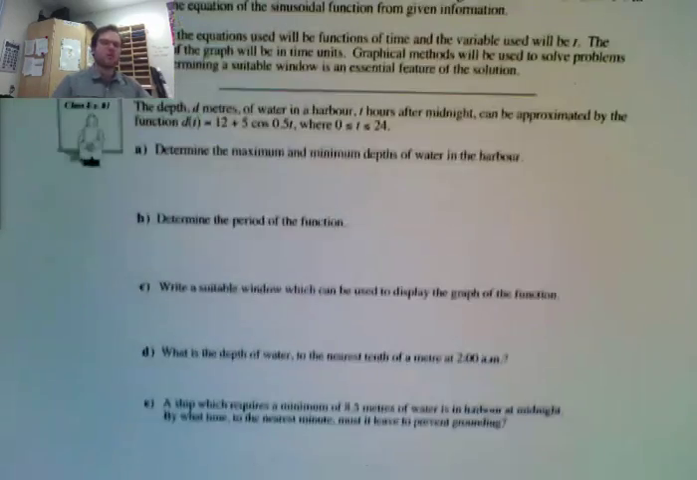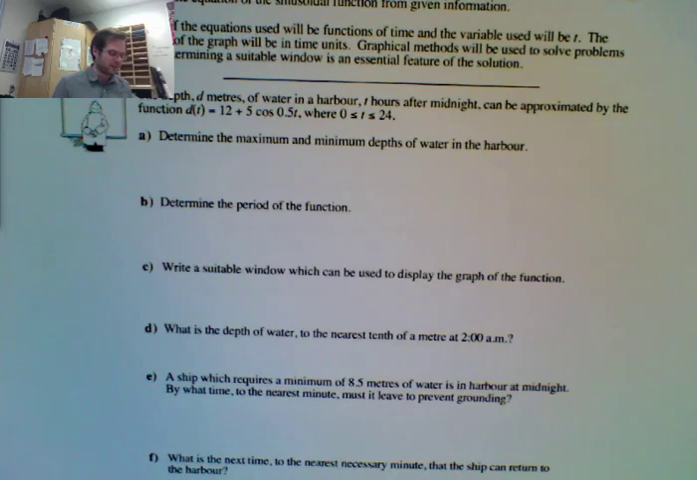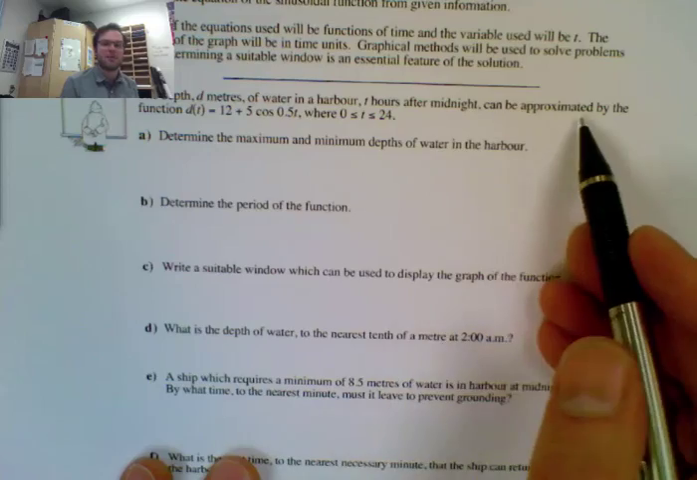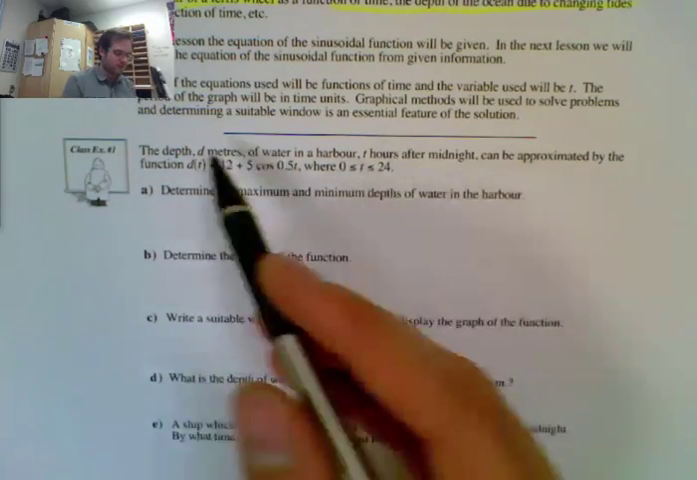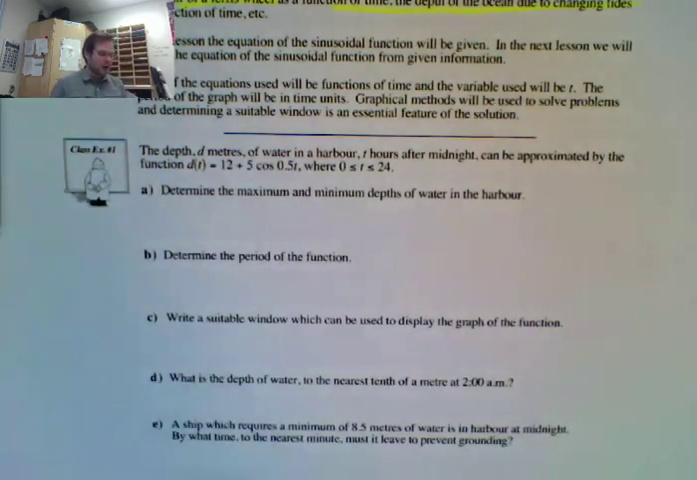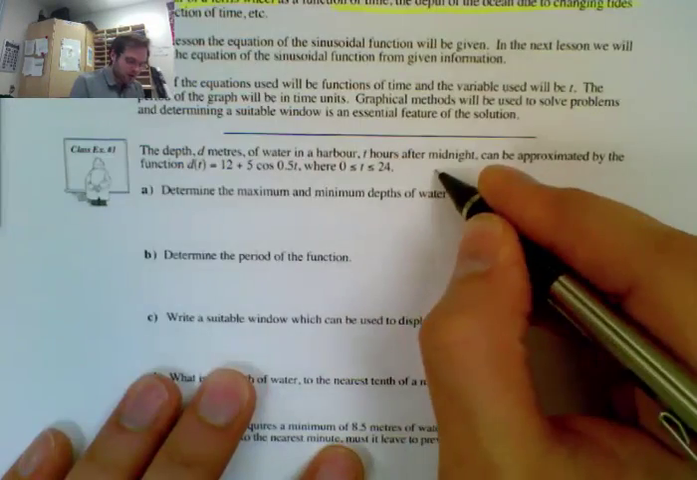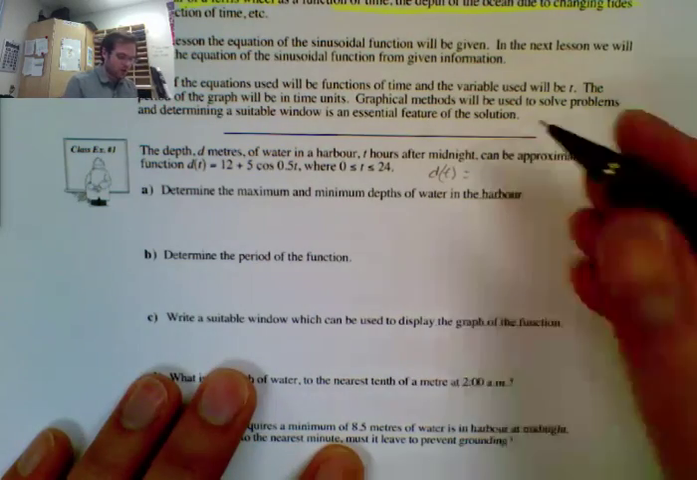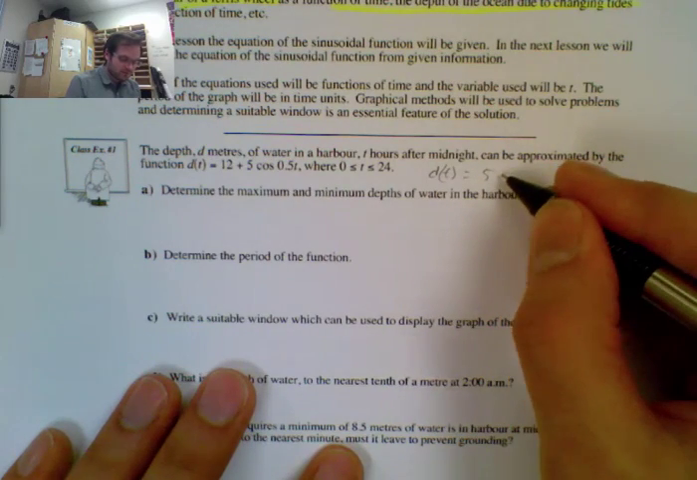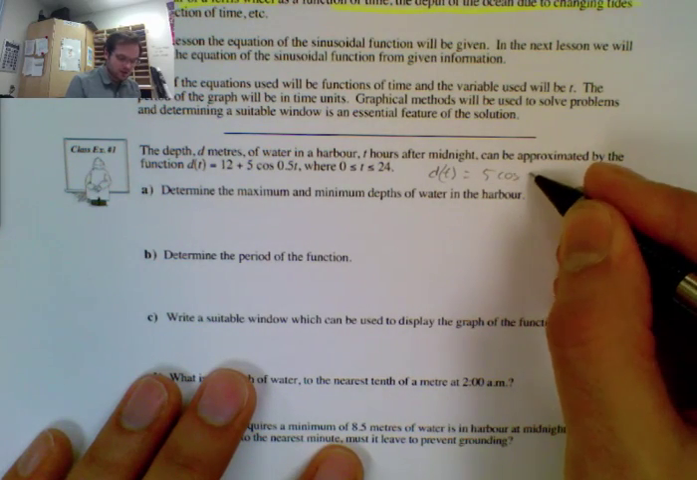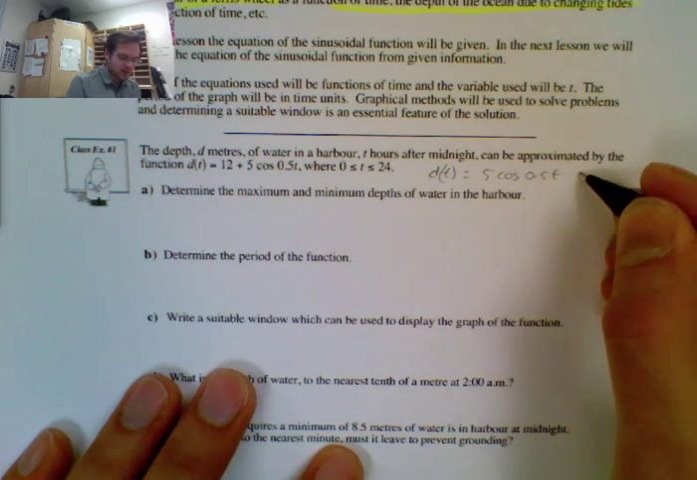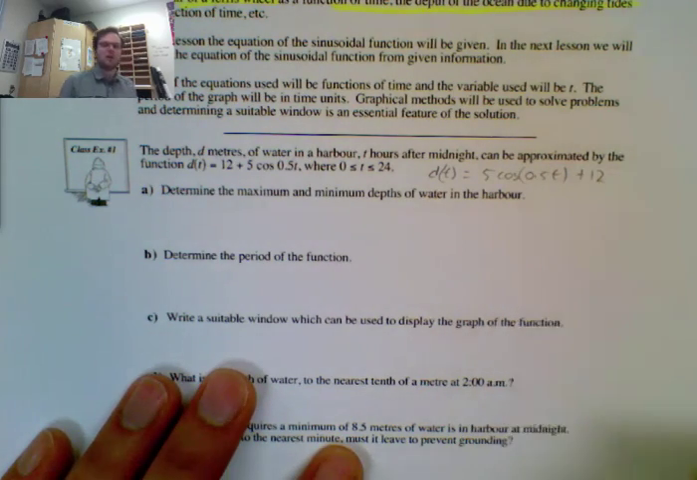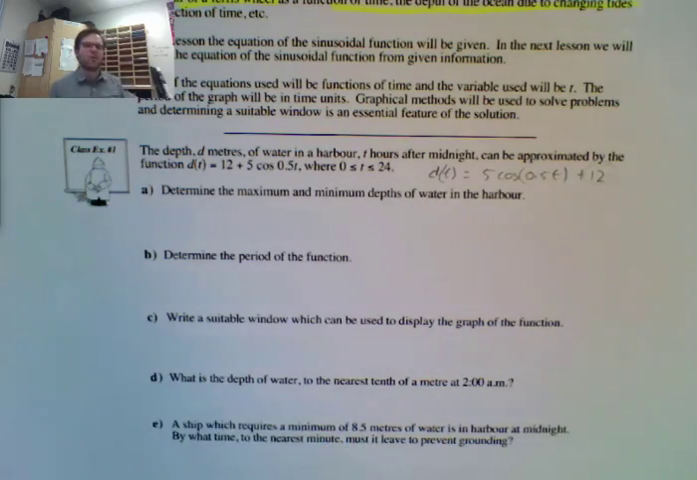So right here, we're going to go on to class example number 1. It says, the depth in meters of water in a harbor t hours after midnight can be approximated by the following function here. All right? Now, I'm going to rearrange this function so it makes a little bit more sense to us. I'm going to rearrange this so my depth is going to be d = 5 cos 0.5t, and then plus 12. So my d value is where we kind of want it to be.